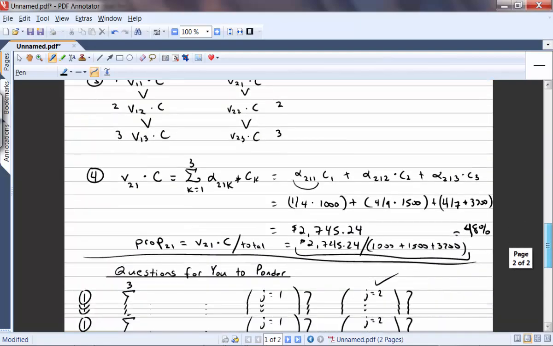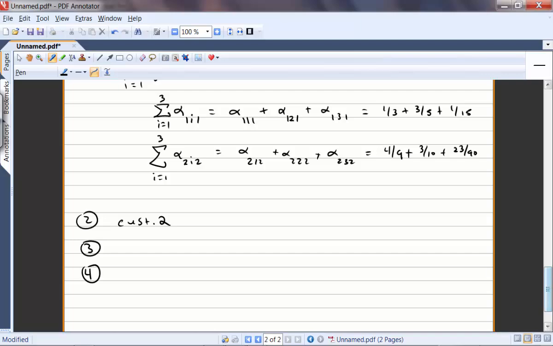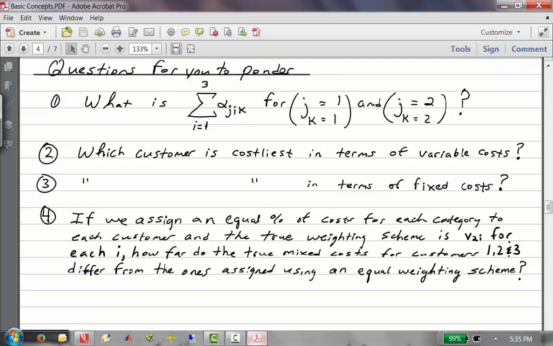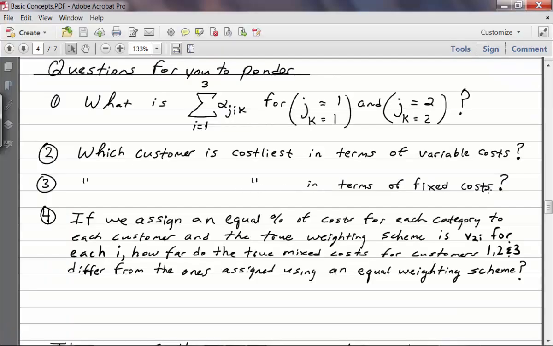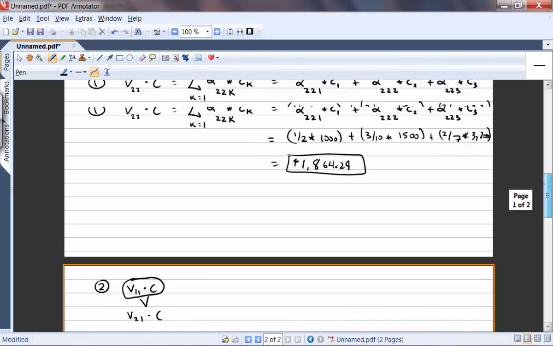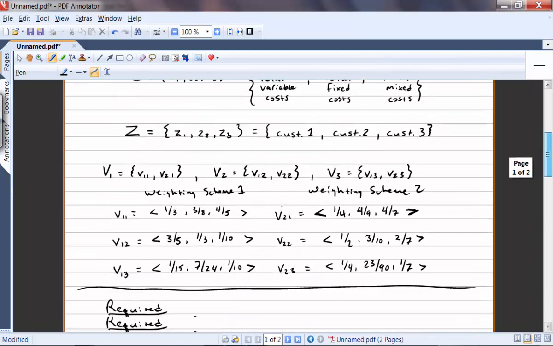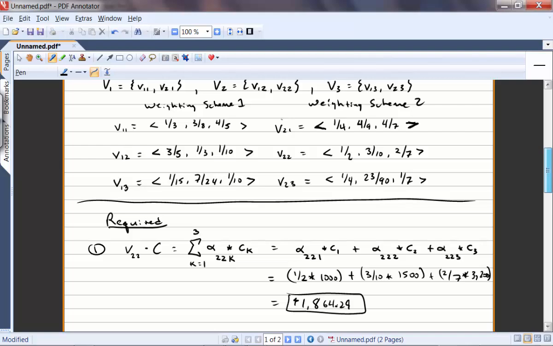If we go down here to the next question, question 3, it asks, go to the lecture notes here, which customer is costliest in terms of the fixed costs? It's the same sort of thing. Here, the fixed costs are the second element. If you look here, it's the second part. So again, under weighting scheme 1, which customer is the costliest? Which of these weights is the biggest?